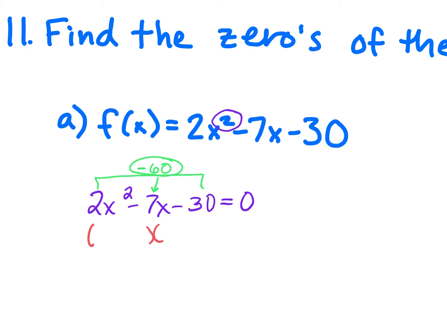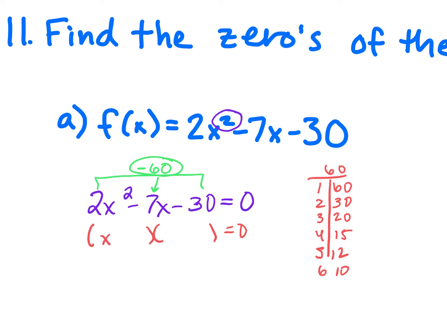Say it again. You're thinking 30. Think about factors of 60. If we don't know it offhand, guys, it's no shame to write it out. 1 and 60, 2 and 30, 3 and 20, 4 and 15, 5 and 12, 6 and 10. What combination could possibly give me a -7? 5 and 12. So I have x minus 12, x plus 5.